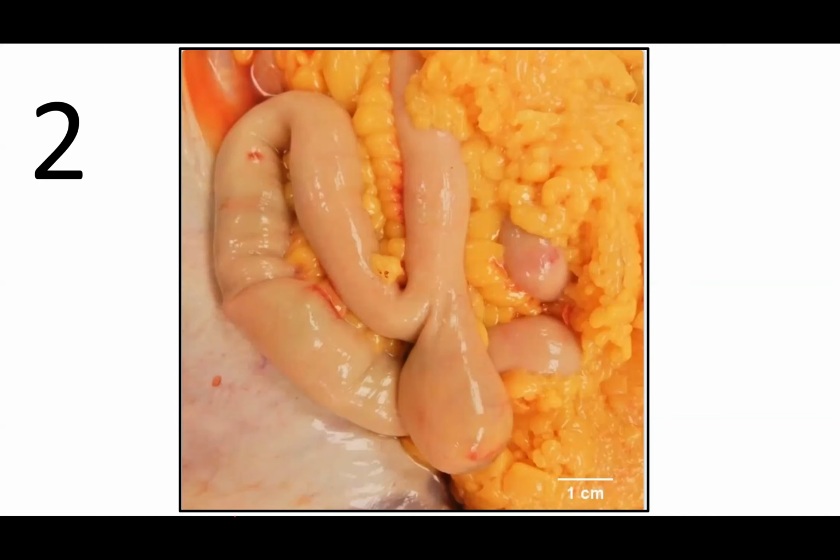Would Meckel's be associated with any other congenital deformities? Urachus. Congenital deformities come associated with other deformities also. So urachus, ma'am. Urachus. Okay. Anything else?